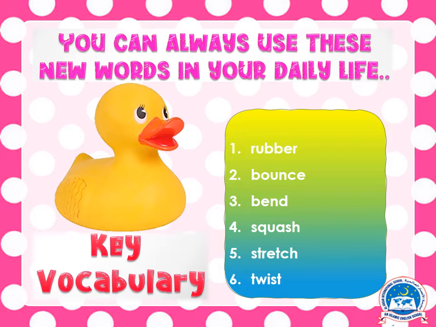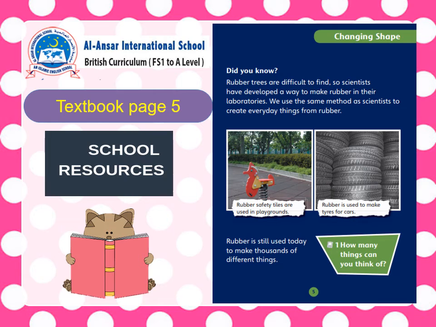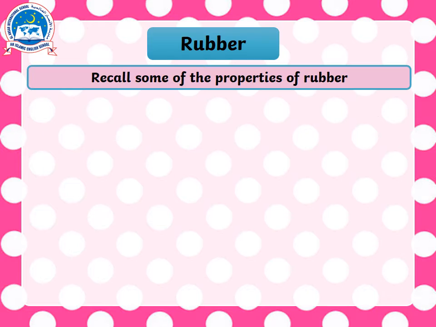Number 1, we have the word rubber. Number 2, bounce. Number 3, bend. Number 4, squash. Number 5, stretch. And number 6, twist. Here is your textbook page for reference sake.